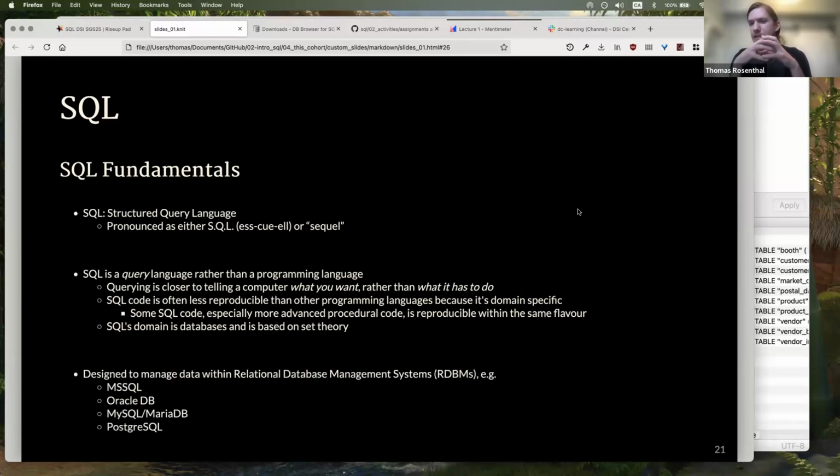Its purpose, its design, is to manage data within relational database management systems, RDBMS for short. Some of them include MS SQL, so Microsoft SQL, Oracle DB, made by Oracle, MySQL, MariaDB, these are common open source ones, and also Postgres. SQL is also a common one, as well as SQLite, DB Browser for SQLite, for example.